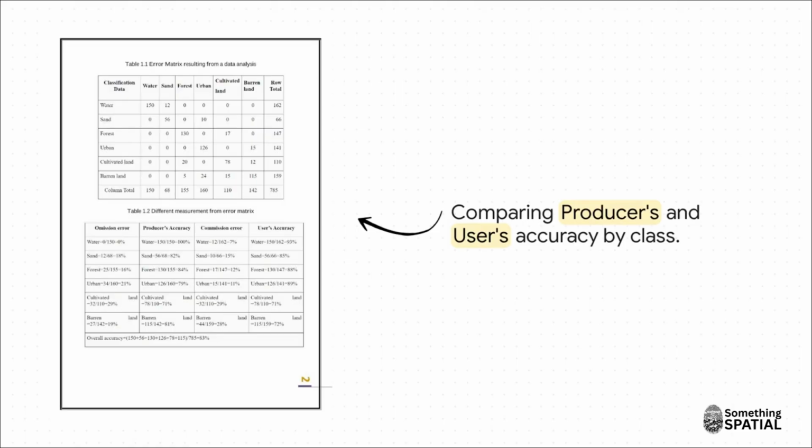Take the water class on this table. The producer's accuracy is a flawless 100%. That means every single pixel of actual water on the ground was successfully found by the algorithm. Boom! But look at the user's accuracy for water. It's only 93%. Why? Because the algorithm committed an error of commission. It took 12 pixels that were actually sand and incorrectly tossed them into the water bucket.